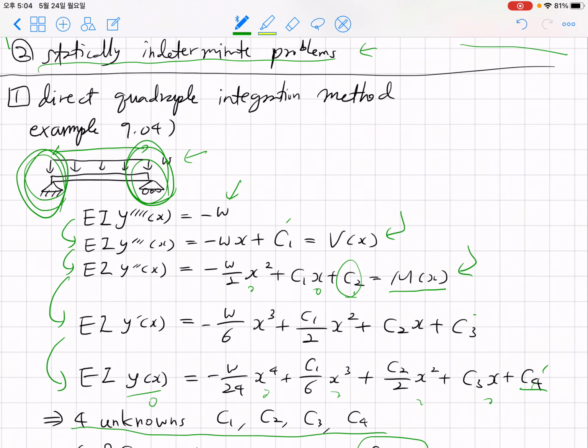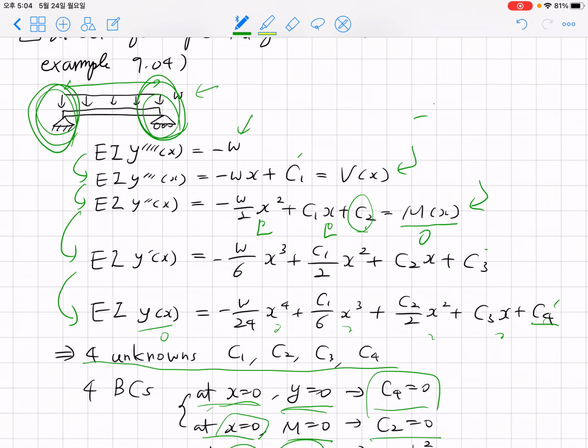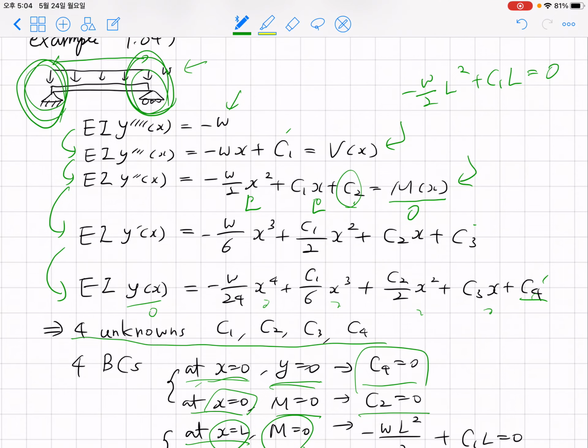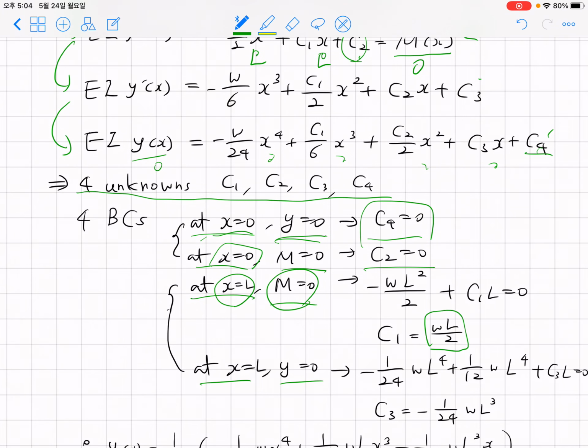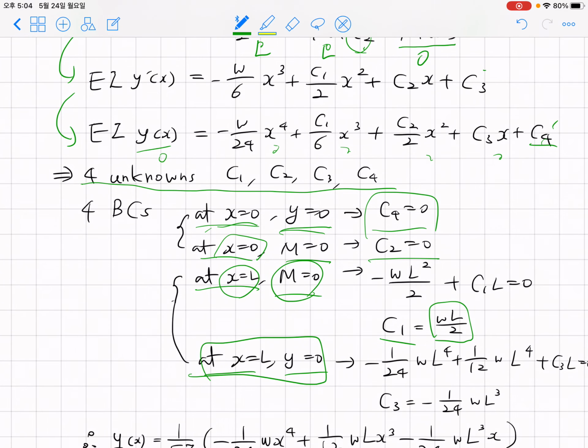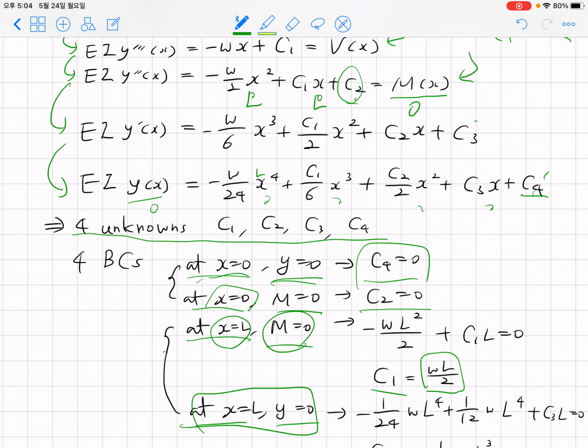After plugging in L and 0 here, what you're going to have is minus w over 2 L squared plus C1 L equals 0. And from here, we can obtain C1 equals wL over 2. After obtaining C1, you can use the last boundary condition at x equals L, y equals 0. So if you plug in x equals L here, at that condition, y must be 0.